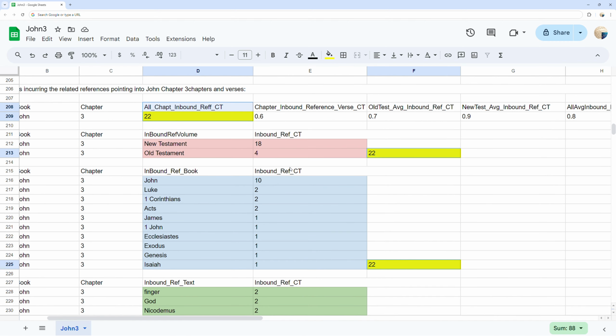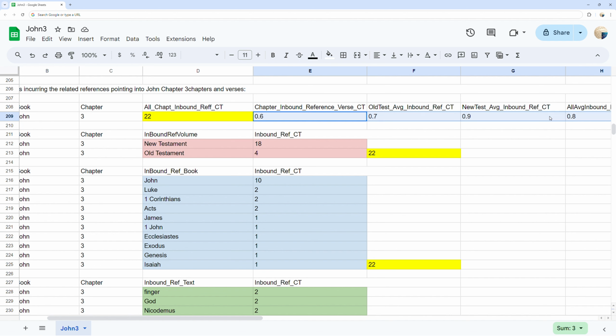as well as the counts per each verse in John chapter 3 and the average inbound reference per verse at 0.6 per verse, and the per verse rates for the Old Testament, New Testament, and both to the right for comparison.